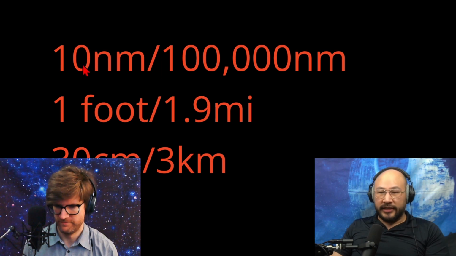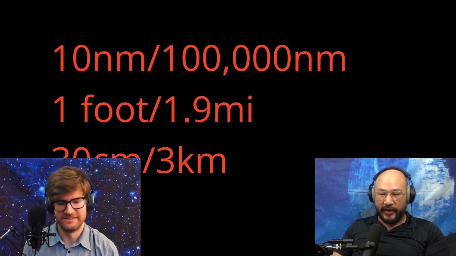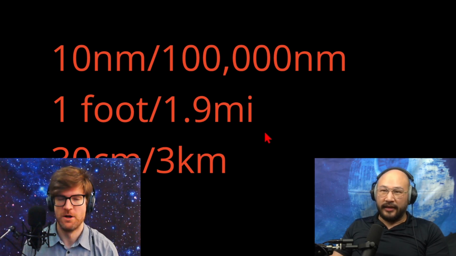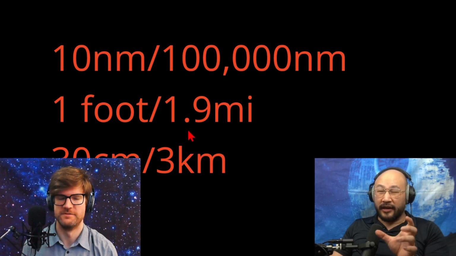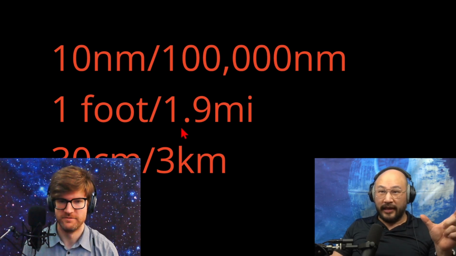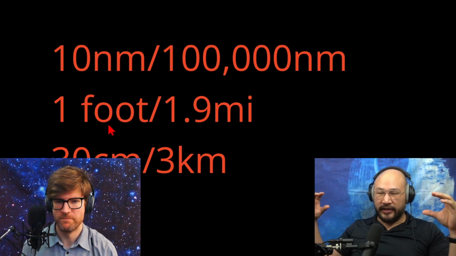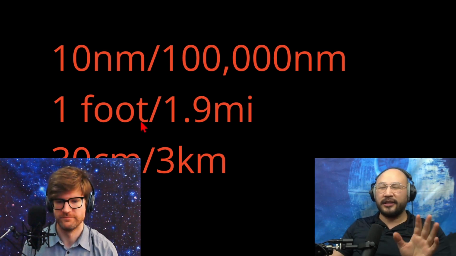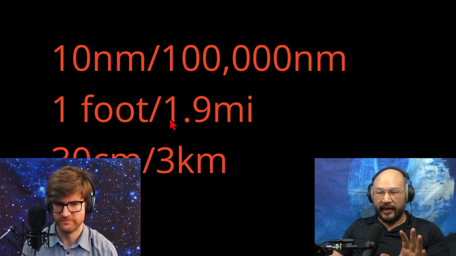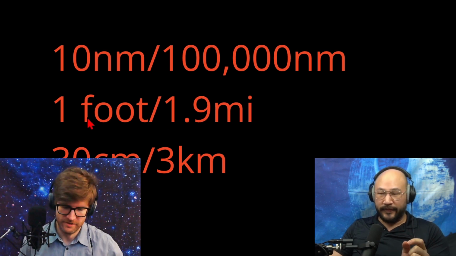Okay. So this ratio, 10 nanometers to 100,000 nanometers, this is like 1 foot for 2 miles. This is like 30 centimeters for 3 kilometers. Imagine if you had a car that was 2 miles long and you're backing it up into the driveway, getting it to within that 1 foot of the house. This is the aspect ratio that we're talking about. And no way can you control something that long to that close precision.